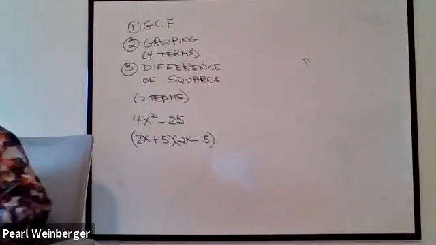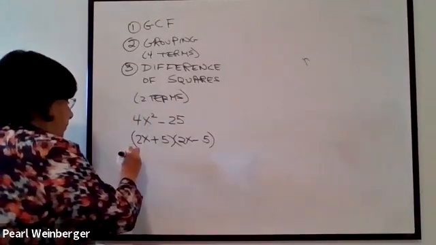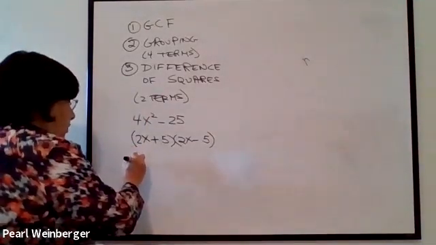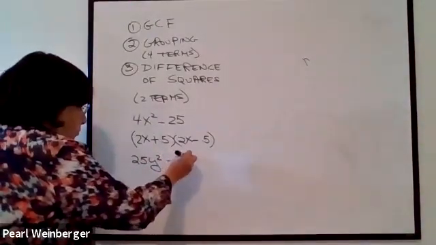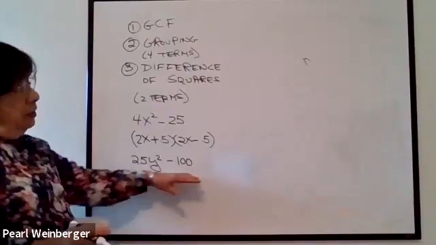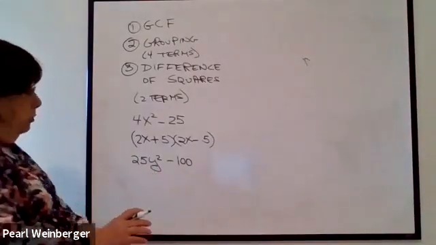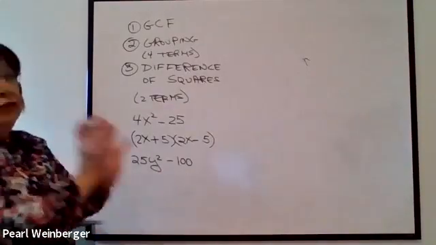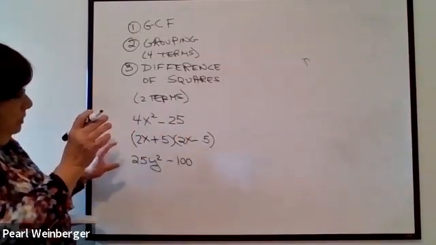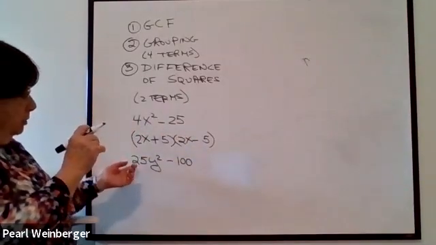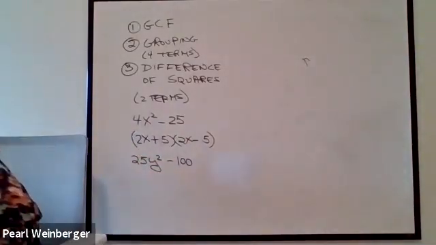Let's say I gave you something like this. 25y squared minus 100. Let's say I wanted you to factor this binomial. Now, first of all, I first look for a common factor. Is there a common factor? Yes, there is, because 25 goes into both terms.